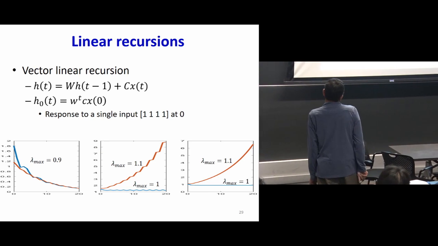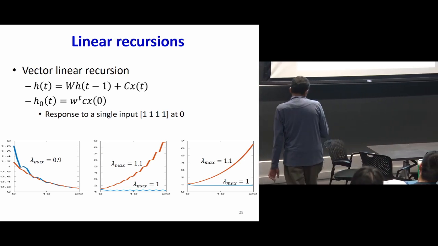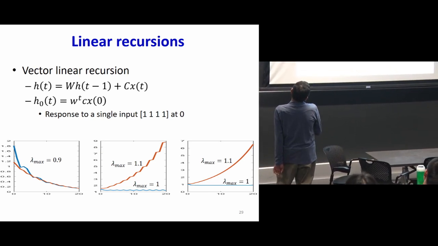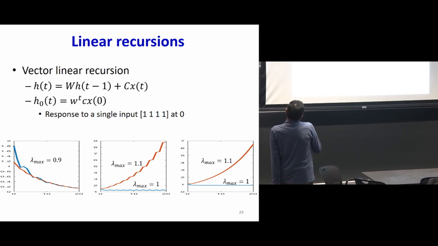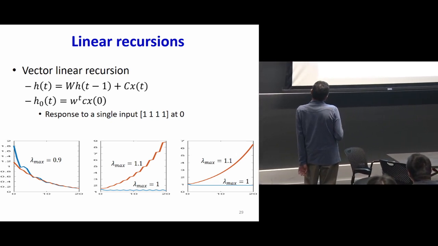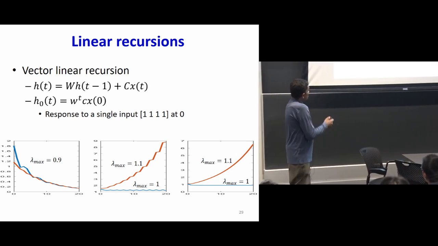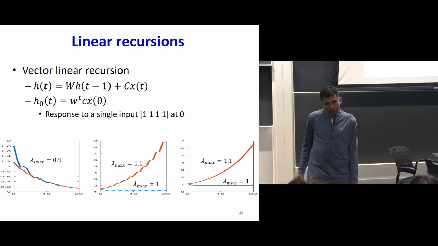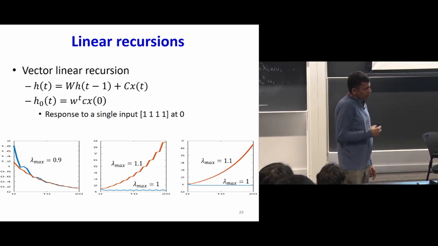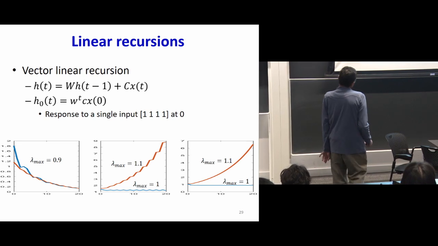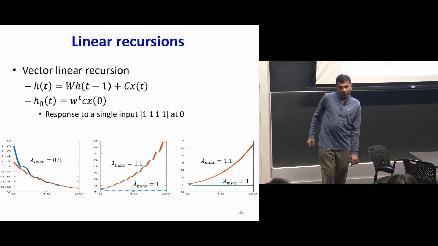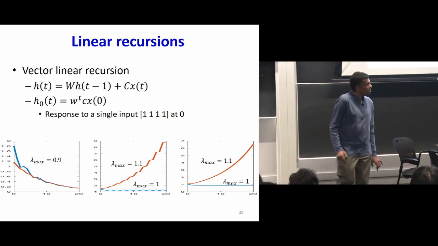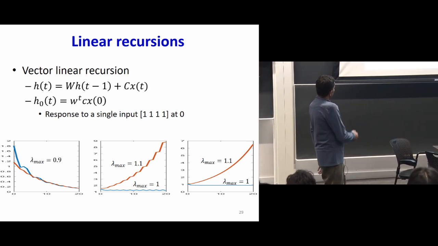Let's look at some scalar examples. These are scalar examples. These are vectors, so these are vector linear recursions. I have the standard linear recursion that we saw. And we have four dimensions. We have a single input where all the four components are 1 at time 0. And if you look at the magnitude of the response, here's what you find.